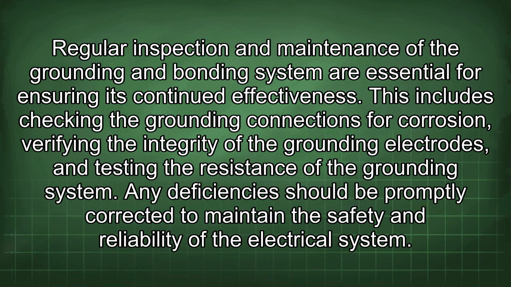Regular inspection and maintenance of the grounding and bonding system are essential for ensuring its continued effectiveness. This includes checking the grounding connections for corrosion, verifying the integrity of the grounding electrodes, and testing the resistance of the grounding system. Any deficiencies should be promptly corrected to maintain the safety and reliability of the electrical system.